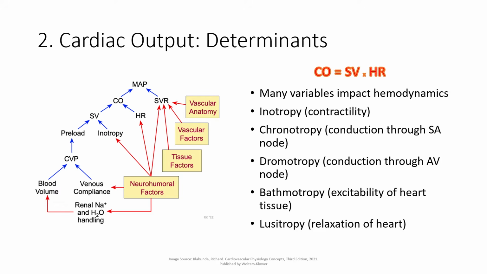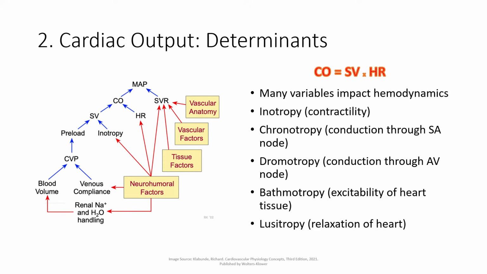A note on bathmotropy. An easy way to think about it is the irritability of the heart. Positive bathmotropes will increase ectopy and dysrhythmias by making it easier for the action potentials to fire. Positive bathmotropic medications could include norepinephrine, epinephrine, digoxin, dopamine, and dobutamine, while negative bathmotropic medications include beta blockers and amiodarone.